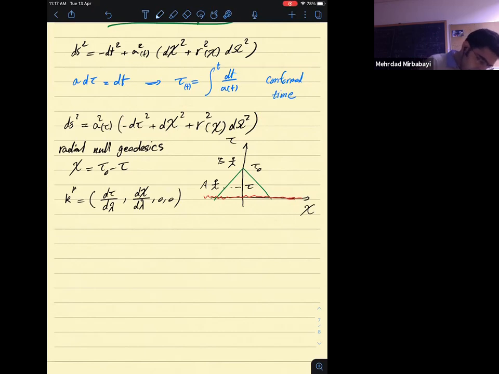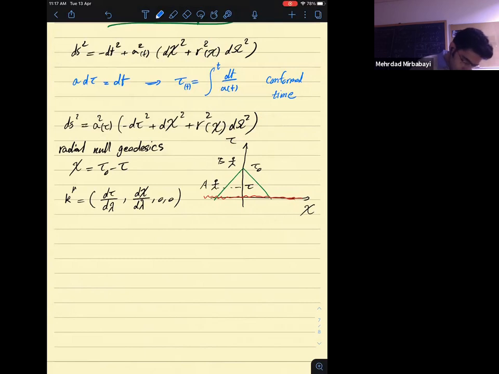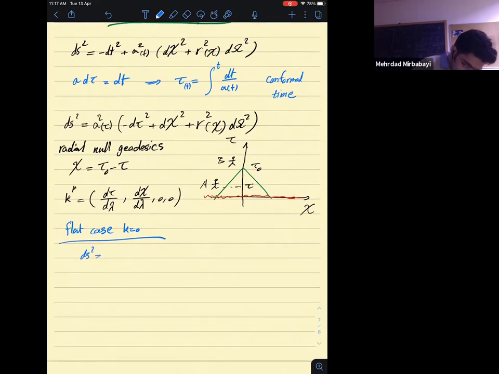So let's consider this flat case, K equal to 0. Okay, so now this k is a different k than that k, right? This k is the k that determines the spatial geometry. In this case, the metric is, as I said, a squared of tau times minus d tau squared plus dx squared plus dy squared plus dz squared.